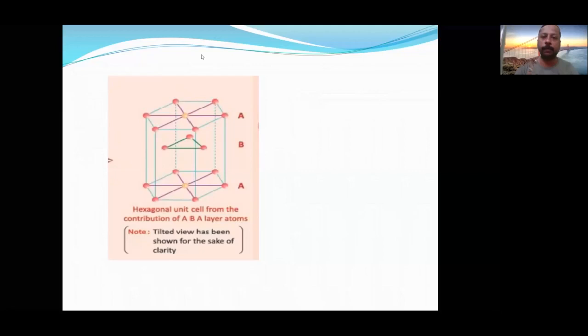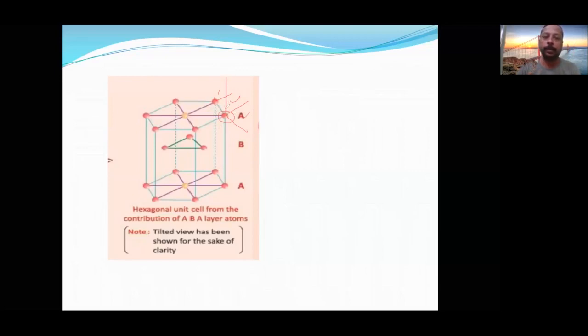So, listen very carefully. Here, see, this is a corner. Each corner is shared by 3. How many unit cells? 1 unit cell, 2 unit cells, and 3 unit cells. Each corner will be shared by 3 unit cells within the same plane.